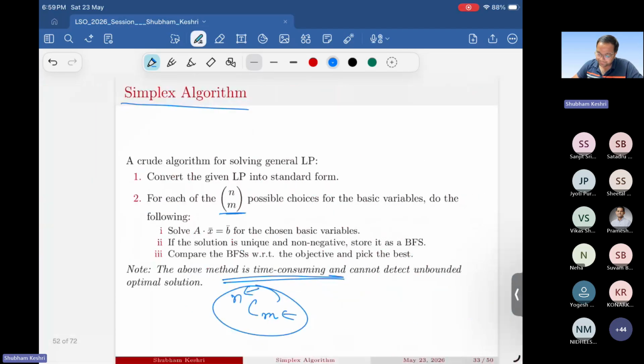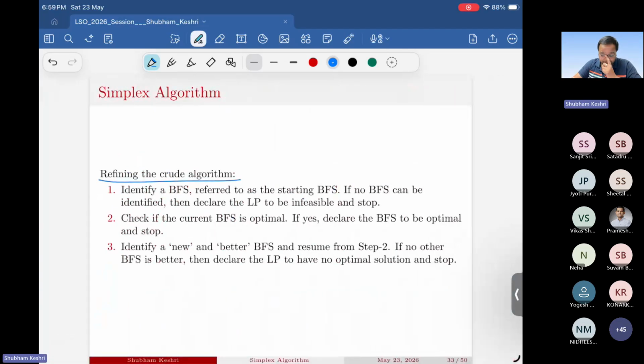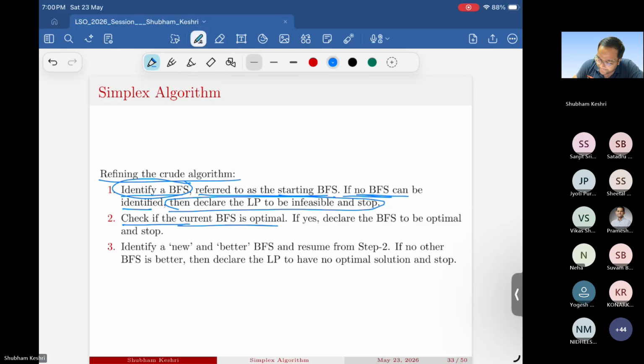So I'll move forward, refining this algorithm. What we'll do is identify a basic feasible solution. We'll start with one basic feasible solution. We'll not list down all basic feasible solutions. We'll just identify one and refer to it as the starting BFS. If no BFS can be identified, then we declare that LP to be infeasible and stop. So if we're not able to identify any basic feasible solution, we will stop.